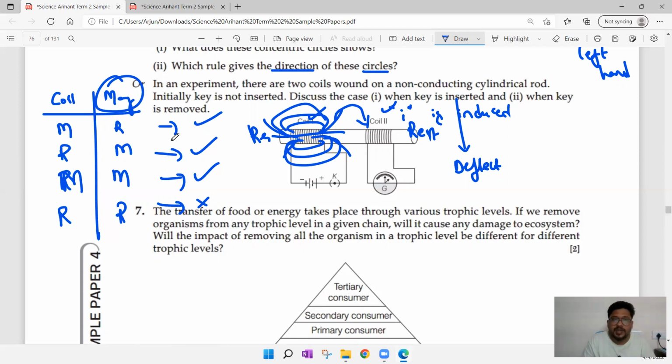Next, number 2. When the key is removed, as soon as the key is removed, opposite flow will be there. So what happens? Again, it will deflect, but now the deflection will be in the opposite direction. It deflects in the opposite direction and again comes back to the original position. That is the answer you have to write.